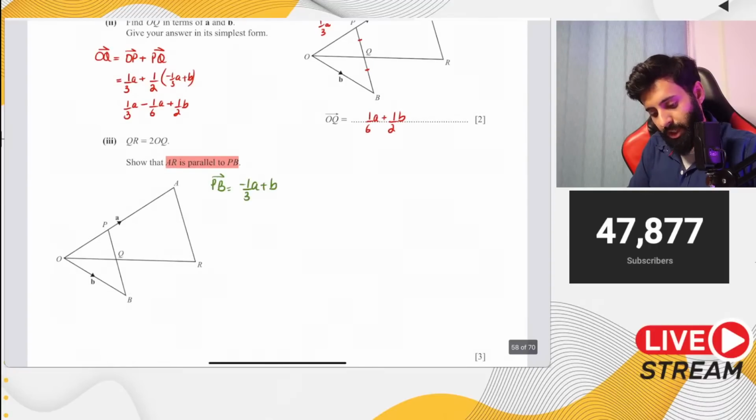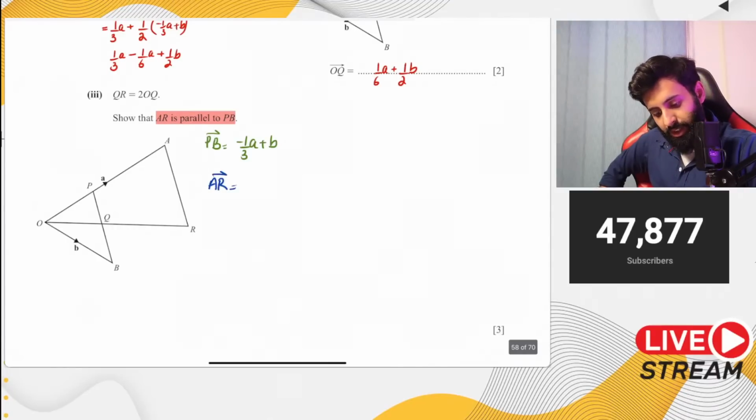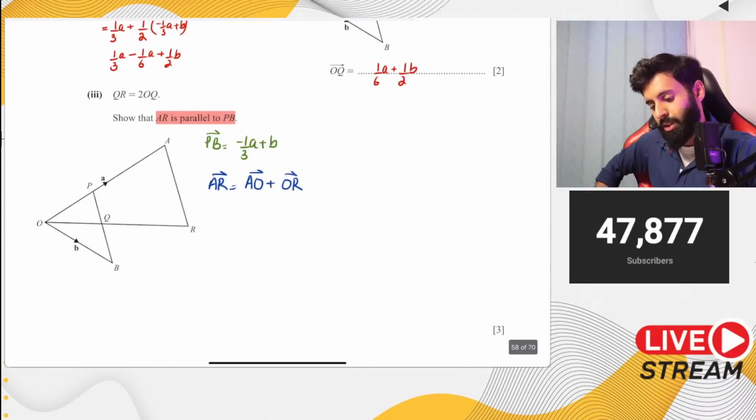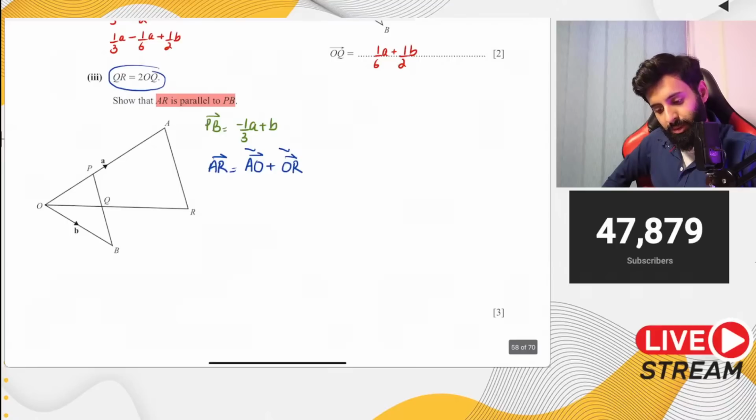Now somehow we need to find out AR. So whatever it is that I'm going to do next, I'm going to do it to find AR. Here's what we can do. We can go from A to O and then we can go from O to R. A to O and then from O to R will give us AR. As far as AO is concerned, we have that. As far as OR is concerned, we don't have that, but we can work it out easily. Notice that we are given that QR is equal to twice of OQ.